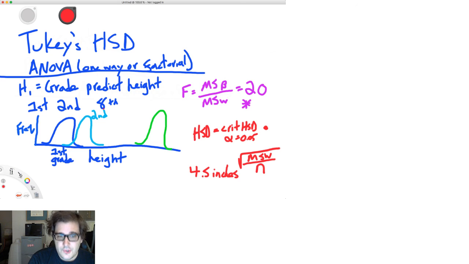So you use Tukey's when you have 3 or more groups after you find a significant F value. So you do your ANOVA, you find a significant difference, which says that, let's see.